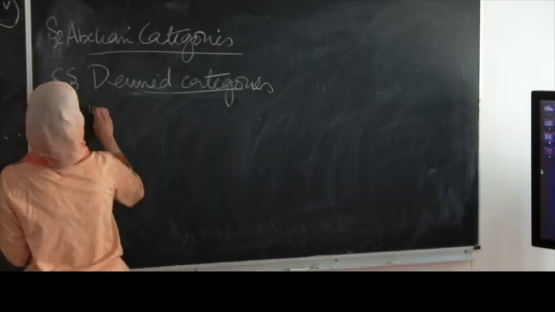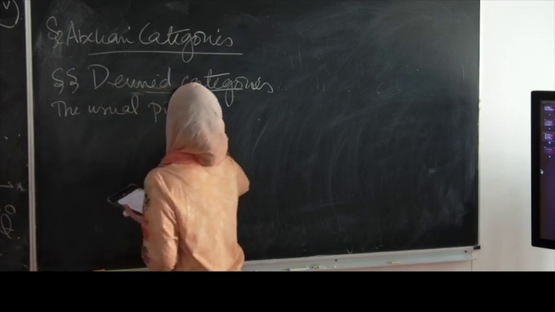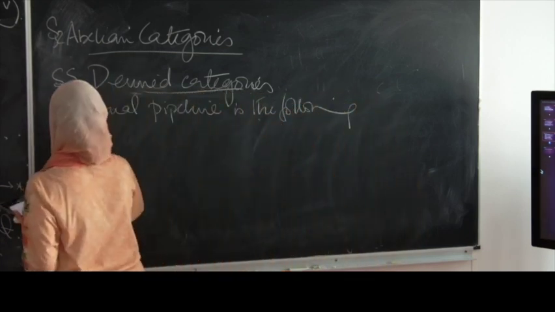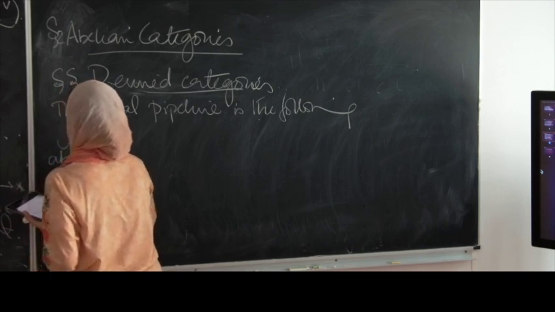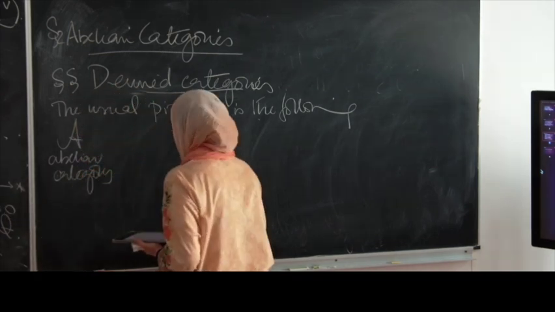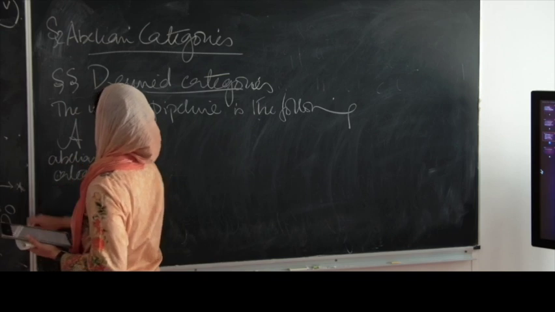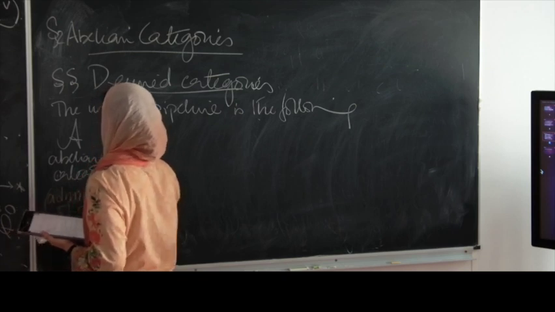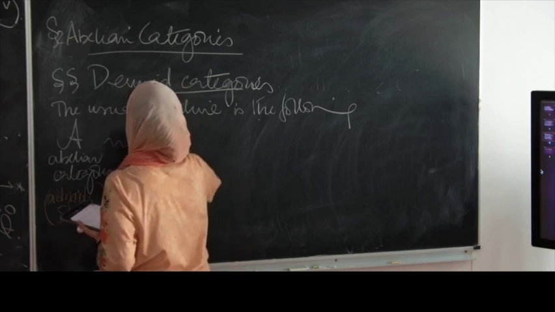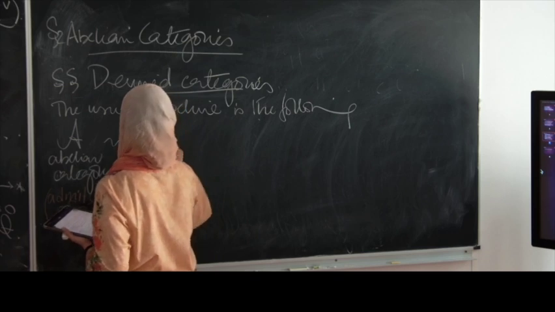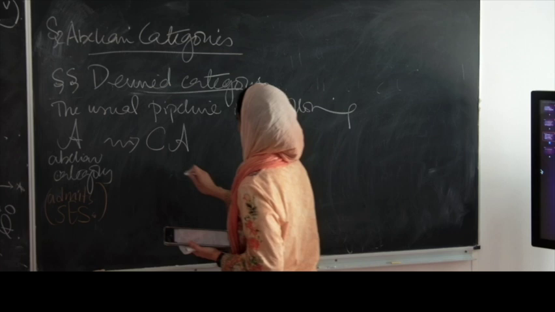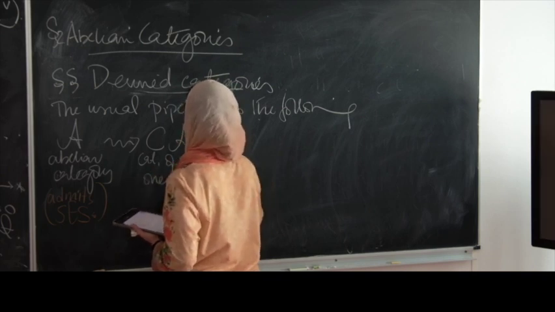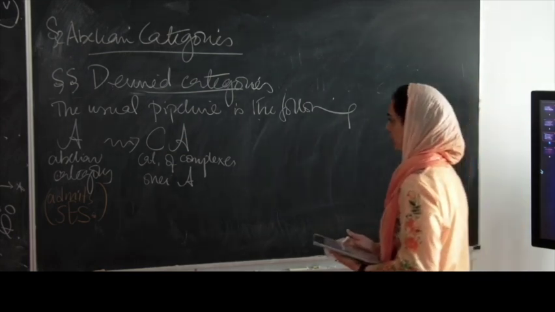Okay, so the pipeline is the following. You start with A, that's an abelian category. Now we kind of know what that means. So basically, this admits, let's say, short exact sequences, and from here we go to the category of complexes over A. So we're already familiar with this.